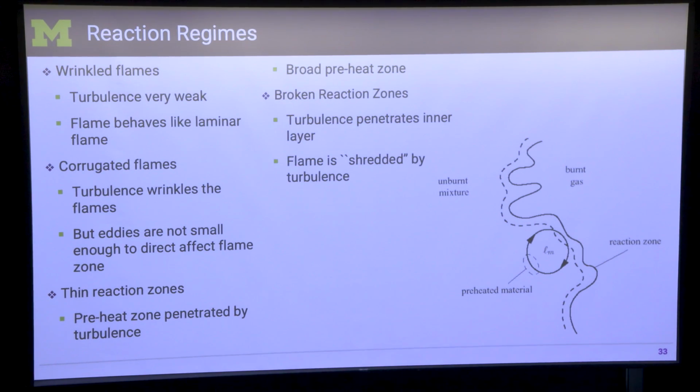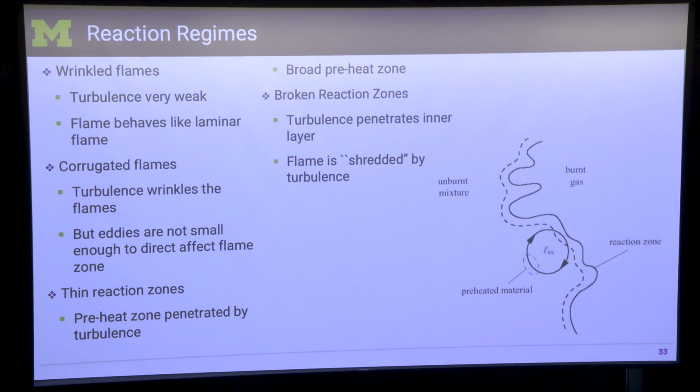So when you have eddies come and hit this flame, they're going to somehow contort this flame surface. And depending on the size of the eddies, you can have very different behaviors here. So you have the wrinkled flames, in which turbulence is very weak, so the Reynolds number is very small. And you have flames that almost look like laminar flames. They're just stretched a little bit. So it will look something like this. They're moved around. You can think of a piece of cloth that just wrinkled, right? So that's what the wrinkled flames are.